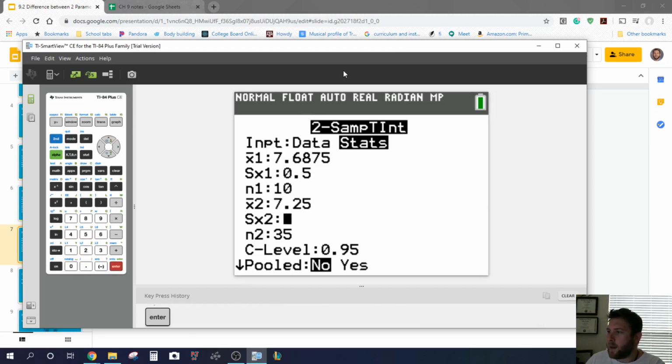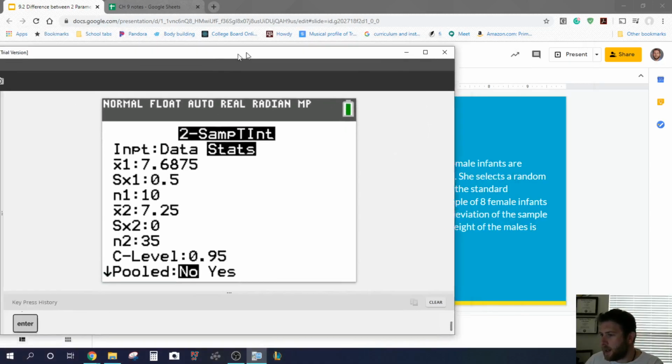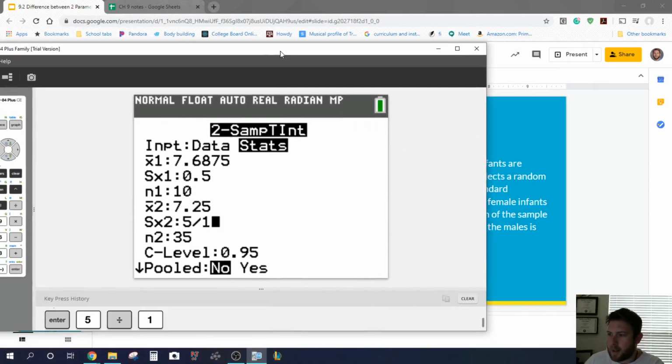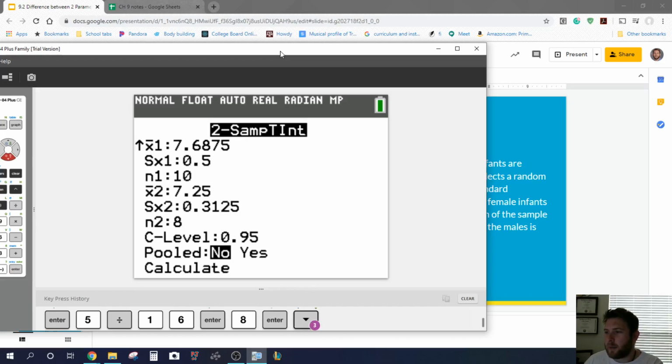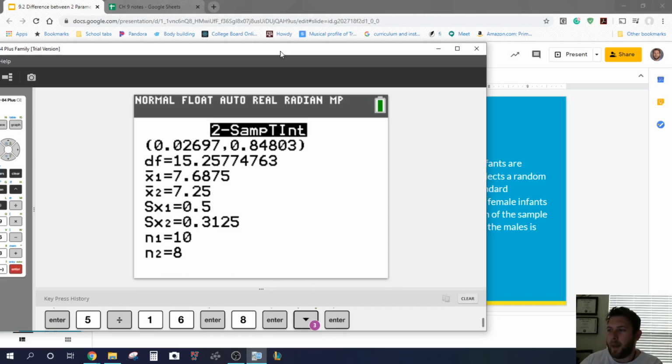7.25. Standard deviation was 5 ounces, I believe. Yes, 5 ounces. 5 divided by 16. Sample size there was 8. Our confidence level is 0.95, and then we just simply calculate, and there's our confidence interval. So we are 95% confident that the average difference between male and female birth weights is between 0.02 pounds and 0.84 pounds.